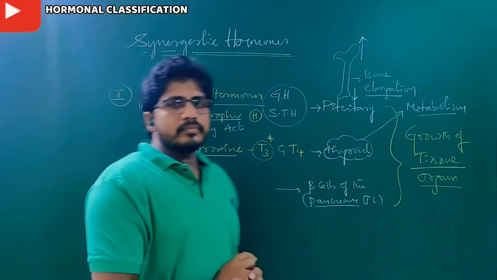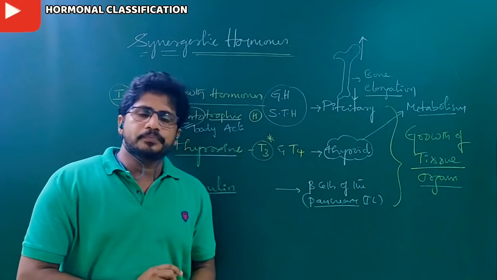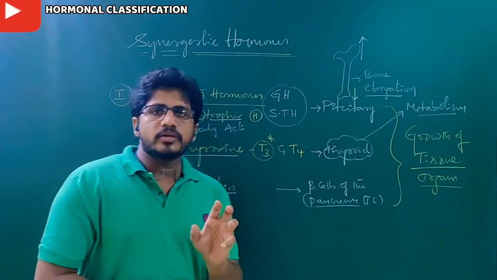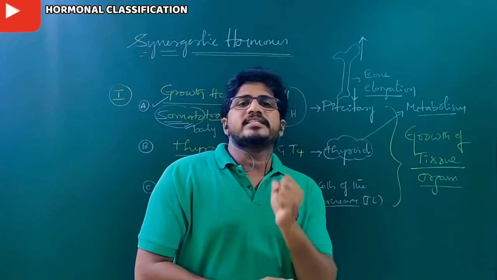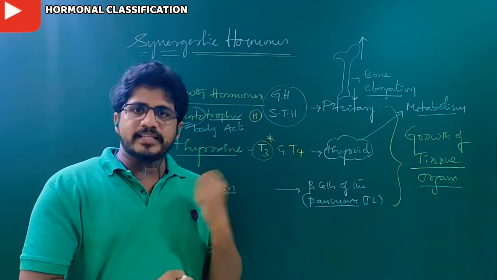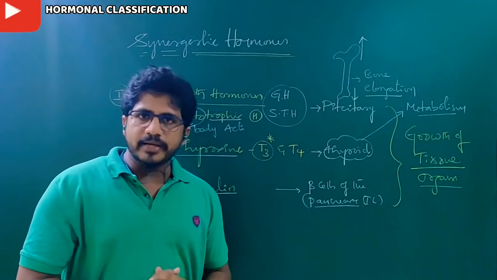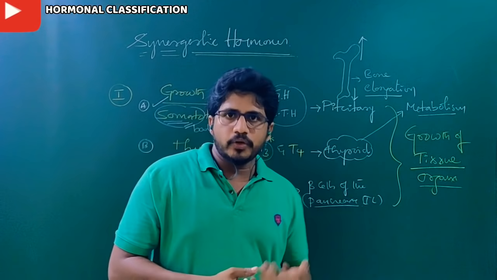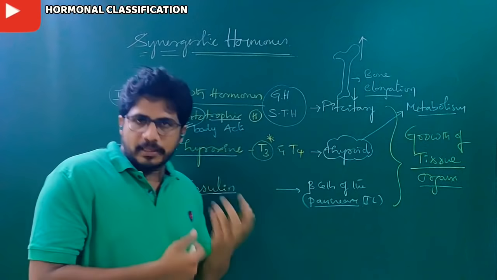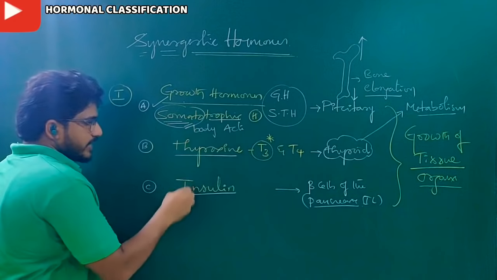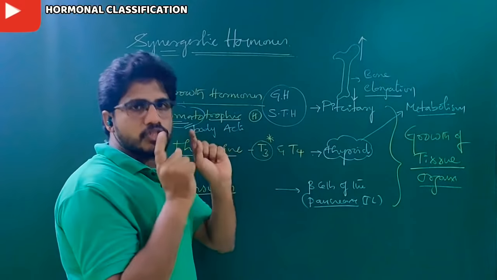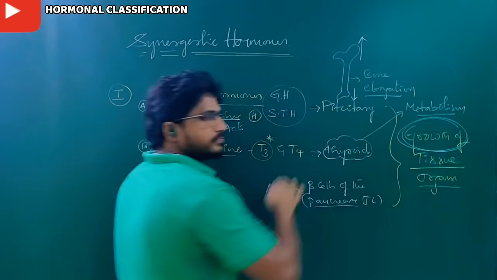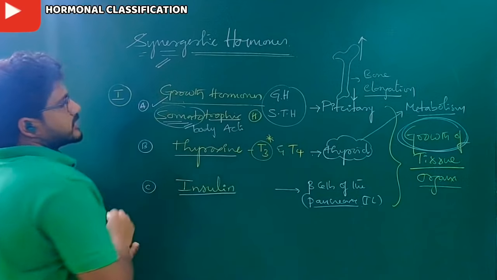Lastly, insulin. Insulin helps to pick up the excess glucose molecules from the blood and store them in the liver as glycogen. If it is not there, the glucose percentage will increase in the blood. So it is also indirectly helping the metabolic properties. All these three are from three different sources, but the function of all three is growth. That is why they are called synergistic hormones.